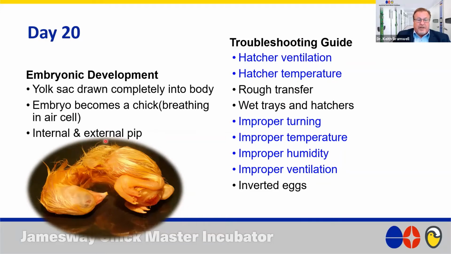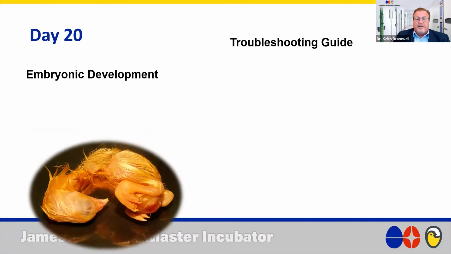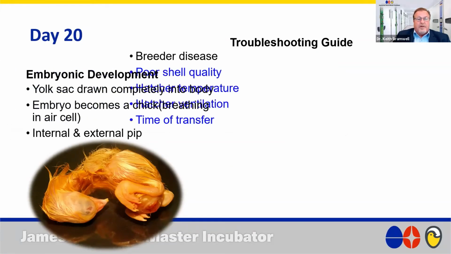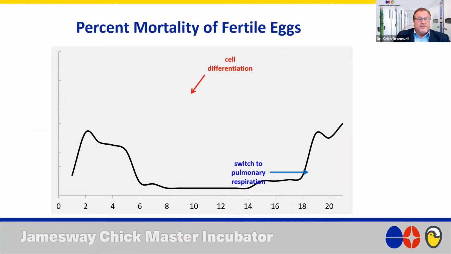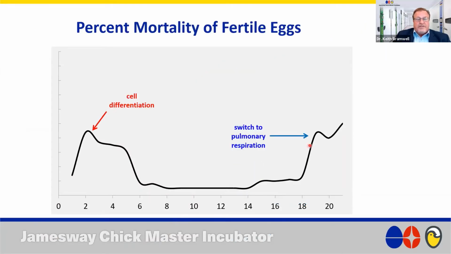So we start getting here to where we see it could be either incubation or hatching. On day 20, again, if you have shell quality issues or time of transfer issues, we can see some problems there. So why do we see this other peak here in embryo mortality? Remember I talked about that early peak when cell differentiation does not occur properly? At day 19, roughly, that embryo makes that internal pip into the air cell.